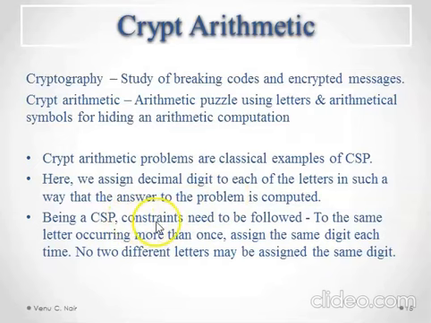Being a CSP, constraints need to be followed. The main constraints are: we can have any number of alphabets repeated. In the equation, an alphabet can be repeated any number of times. If that is the case, we have to assign the same digit to all of these repeating alphabets. That is one constraint. Then one digit cannot be assigned to different alphabets. These are the two main constraints. There are additional constraints.